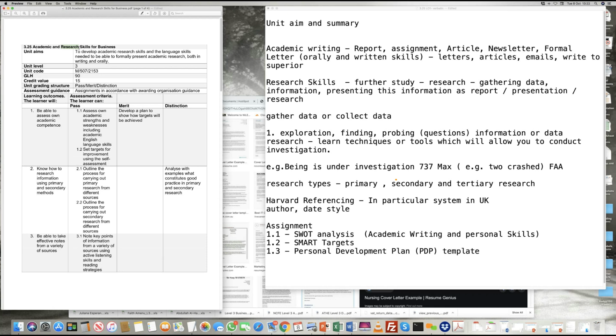So in this unit, which is academic and research skills for business, we need to understand two important areas: one, academic writing, and the second, how to conduct research and why research is required. And when we gather data through research, how do we present this information in the form of a report or a suitable output required for the relevant audience?